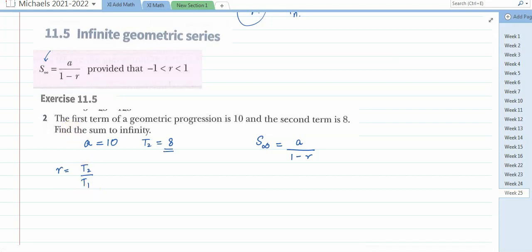So first give it a try, find the value of R and place it in this working formula to find the sum to infinity, and for that part you have a time of 3 minutes. So give it a try, start.